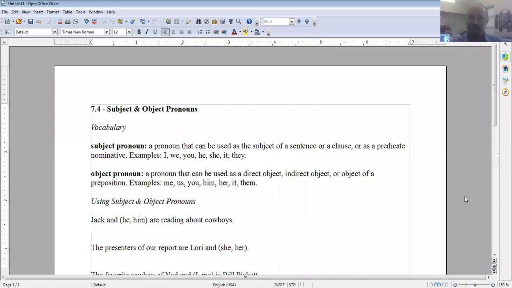Hello again. Today we're looking at Chapter 7, Lesson 4, which is talking about subject pronouns and object pronouns. There are two vocabulary words in this lesson that you need to know, and perhaps even more important than knowing the vocabulary words, you need to know the examples as well. So I have for you here the definition of subject pronoun along with all of the subject pronouns listed for you. And then I have object pronoun defined and all of the object pronouns listed as well.